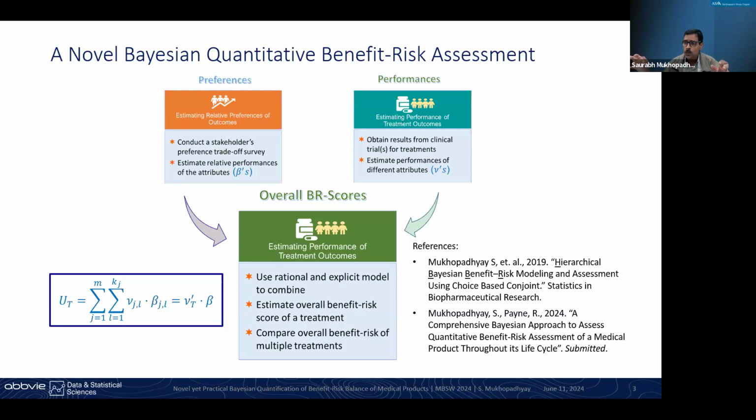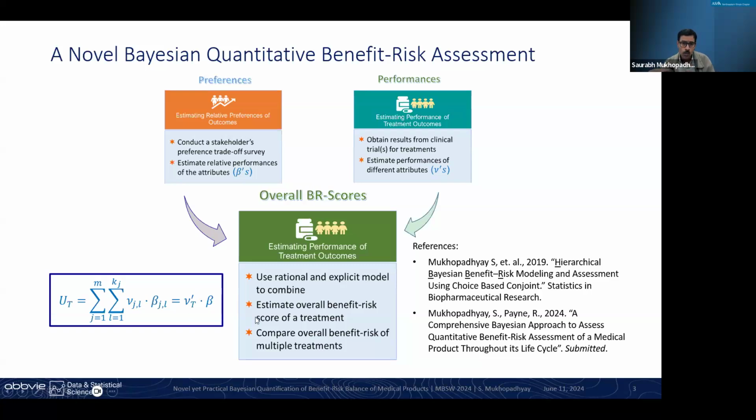So these betas and nus are the two components that we mix to come up with the overall benefit risk score that you can see here on the left. It actually comes from utility theory, which is discussed in detail in our 2019 paper. But the key idea is that we have the preferences, we have the performances, and we combine them in a very simple way to come up with the overall utility.